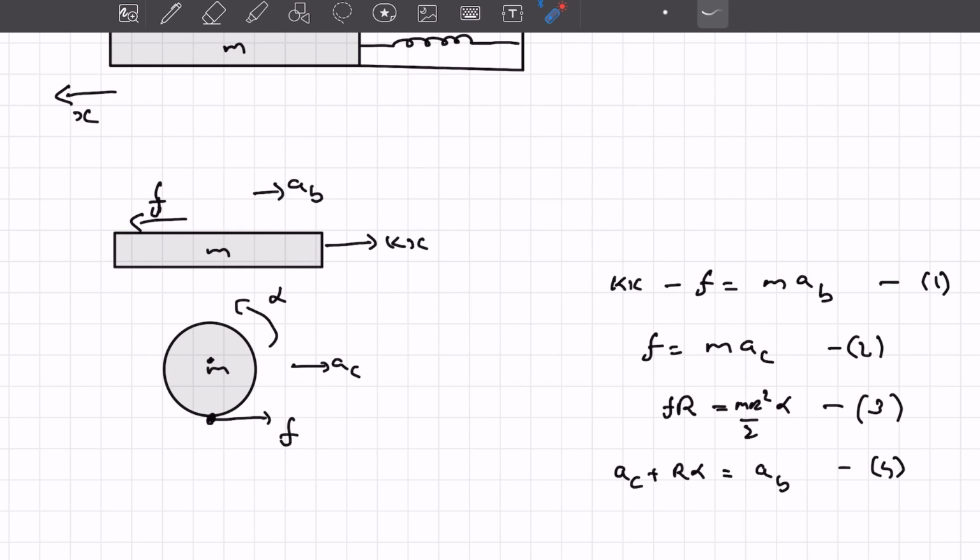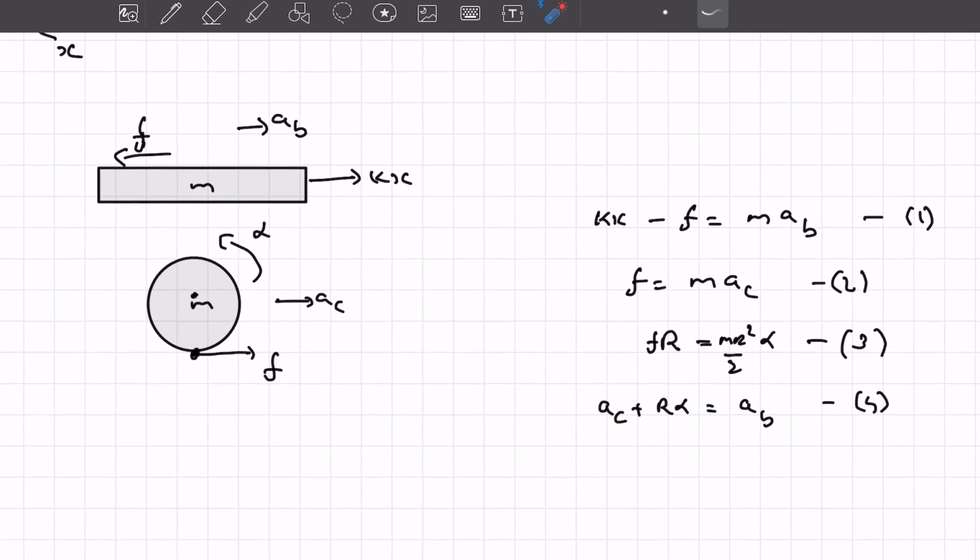Now, as we know, there is no slipping between the cylinder and the board. The accelerations at the bottommost point has to be the same. So the acceleration of the ground, or the board in this case, is AB towards the right, which means the net acceleration here must be AB towards the right. And the net accelerations would be AC because of the translational motion, and R alpha because of the rotational motion. And the vector sum of these two is the net acceleration at the bottommost point, which is AC plus R alpha, and that must be equal to AB.